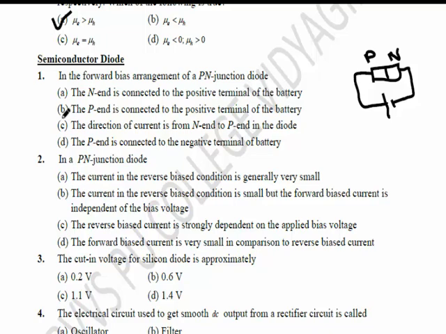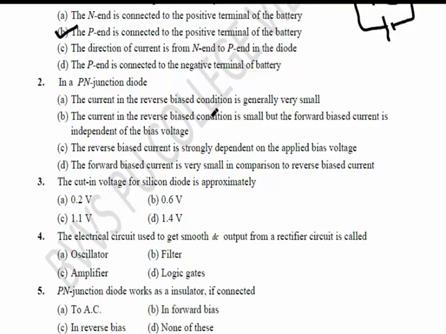So which one is the correct option? N connected to the positive terminal, with direction of current from N to P, is not possible. P connected to negative is also not the proper answer. So option B is correct: P connected to the positive terminal. After this, next question.